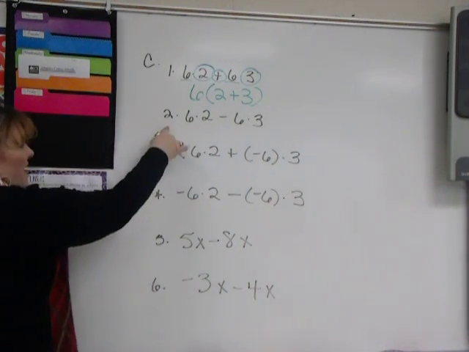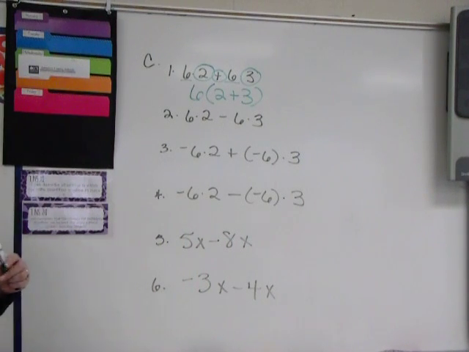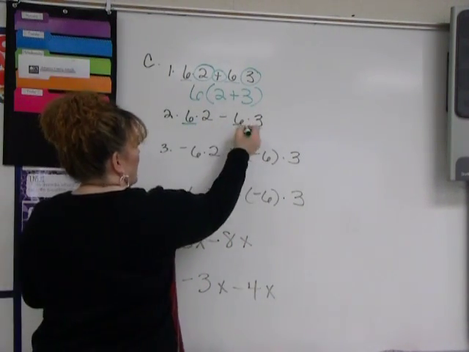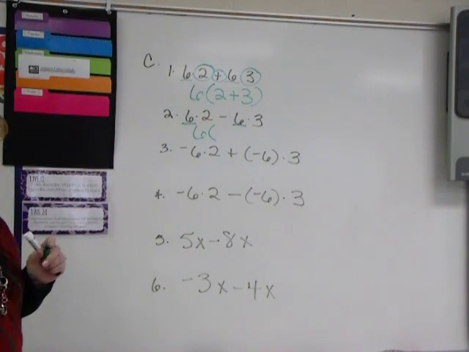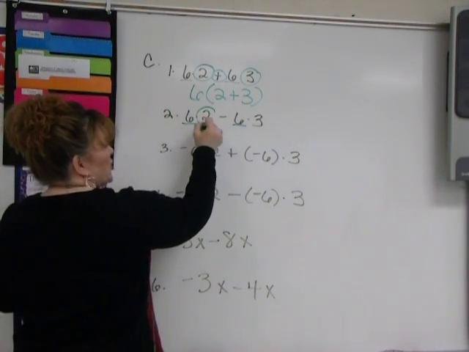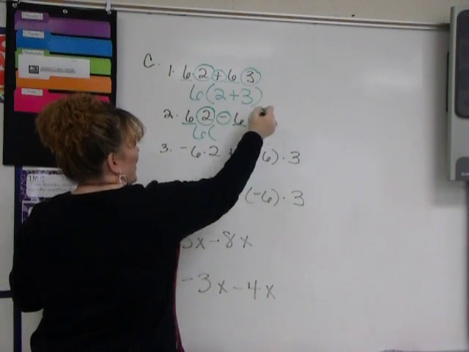What number is your multiplier in number 2? 6. 6 is here, 6 is here. So 6 is the number that goes on the outside. Then what goes on the inside is 2 subtract 3.